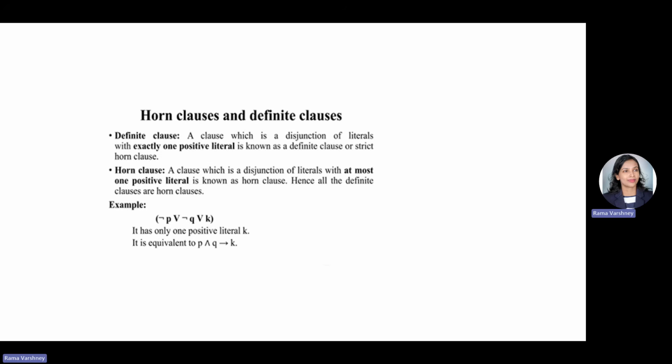Hence, all the definite clauses are horn clauses. For example, it has only one positive literal k, and it is equivalent to p and q implies k. So this is negation of p or negation of q or k. This is, for example, how we can represent it.